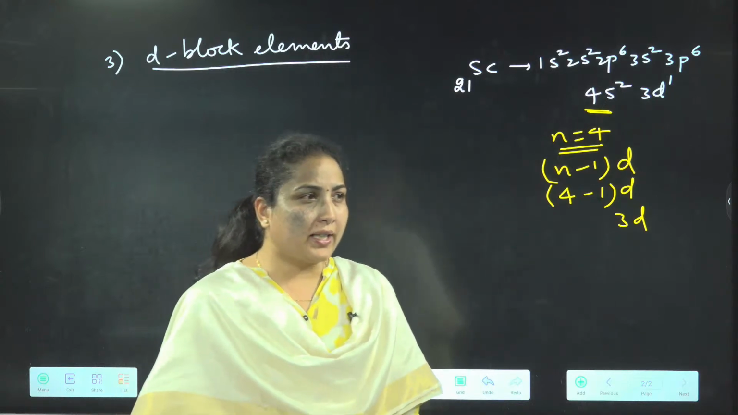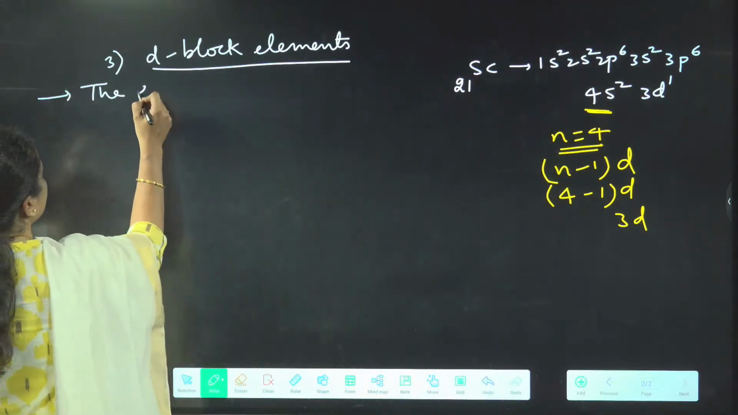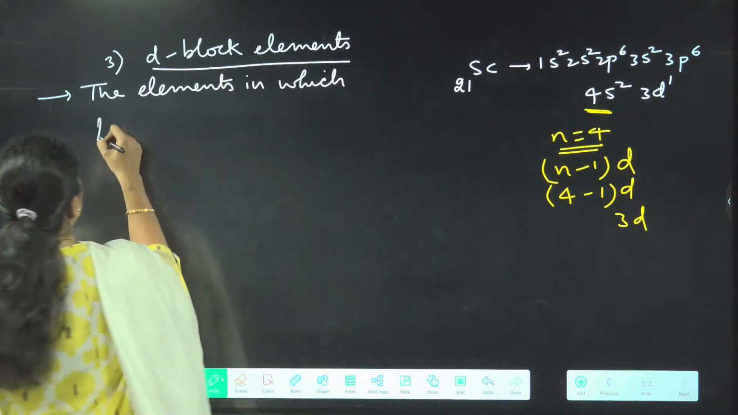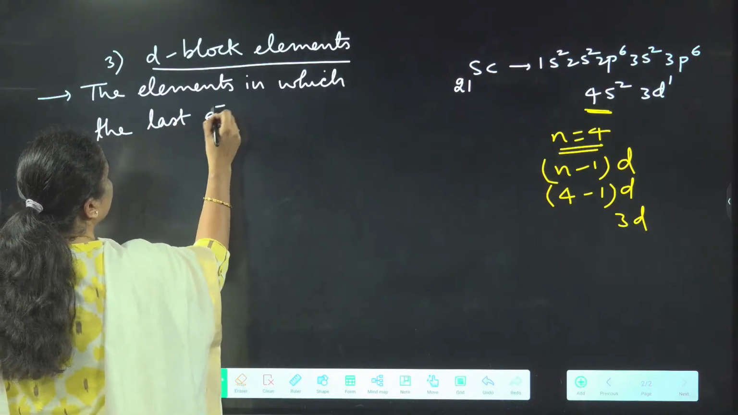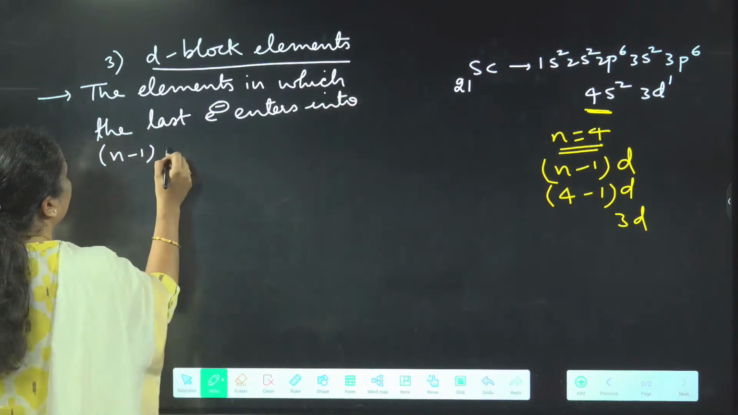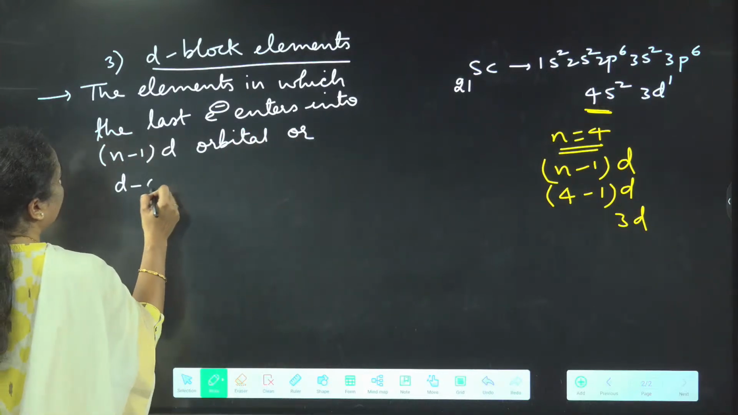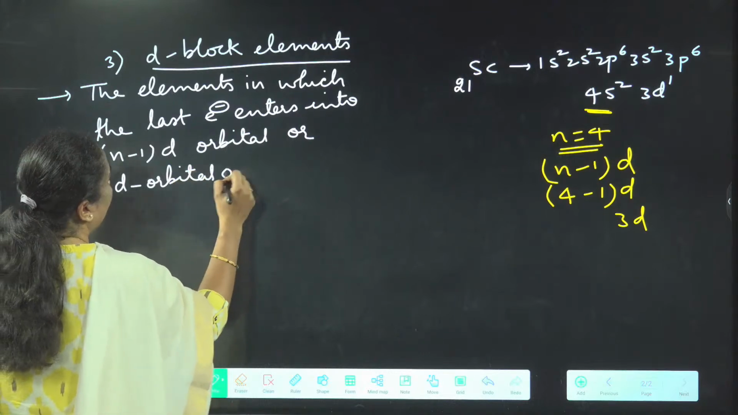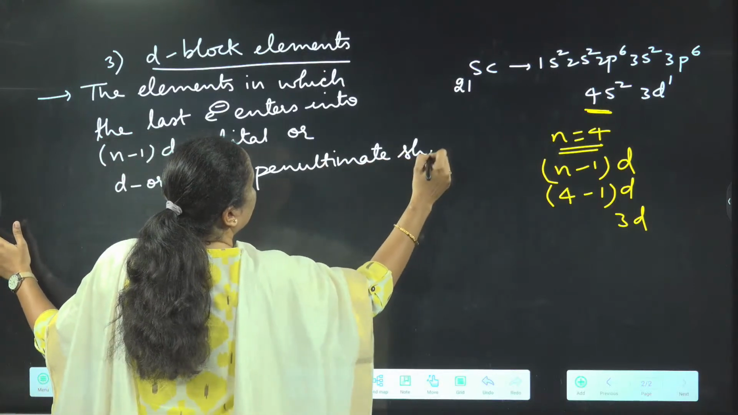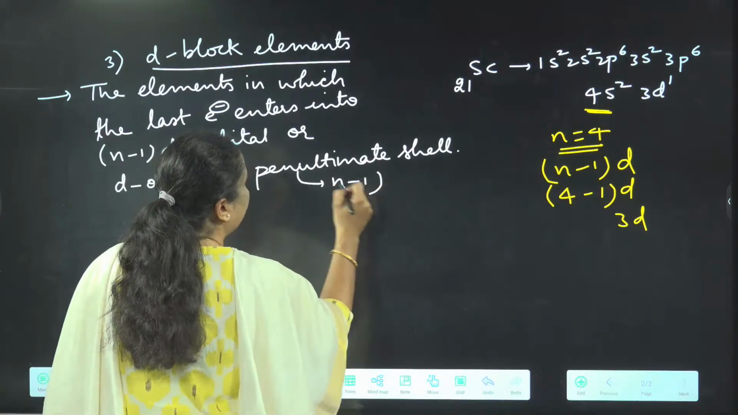Yes, some of you are able to write correct. That is penultimate shell. Okay, good. So we are going to write here the elements in which the last electron enters into n minus 1 d orbital, or d orbital of penultimate shell. That is known as D block element. And now when I say penultimate, it is n minus 1.